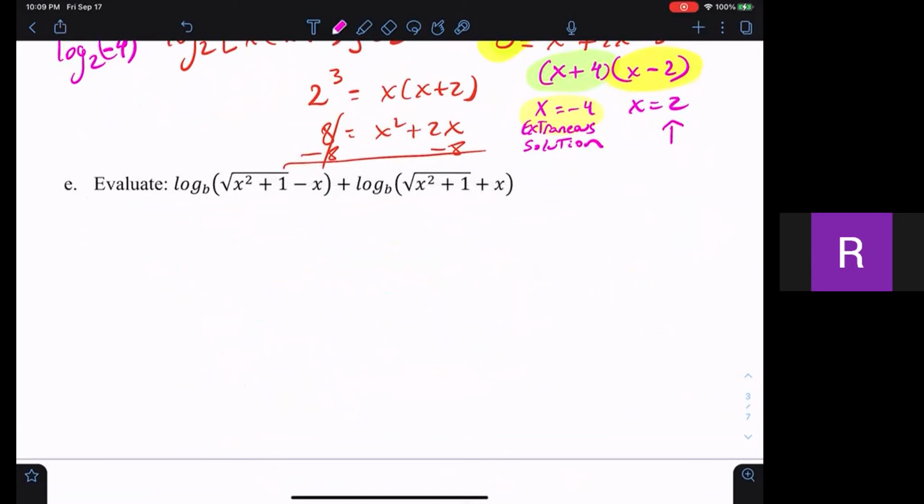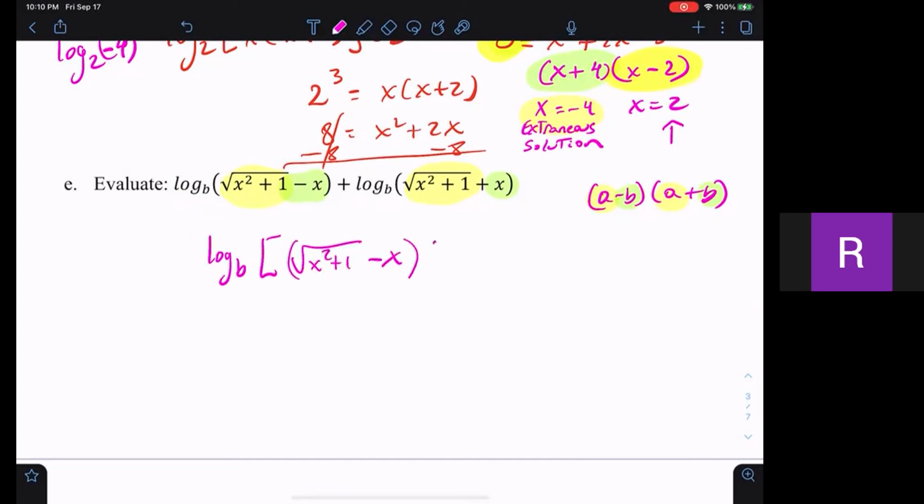So here I told you in class that this is the same as saying a minus b, a plus b, right? You can think about this as a, and you can think about this part as b. So what you should do, very simple. You can do the difference of squares, but first you need to put them together, since you have the same base of the logs, right? You have log b. You have addition, so you can do it as a quotient. So this is log b, and then you have this x squared plus 1 minus x, times square root of x squared plus 1 plus x. Again, this is the difference of squares. Therefore, this is going to be a squared minus b squared.